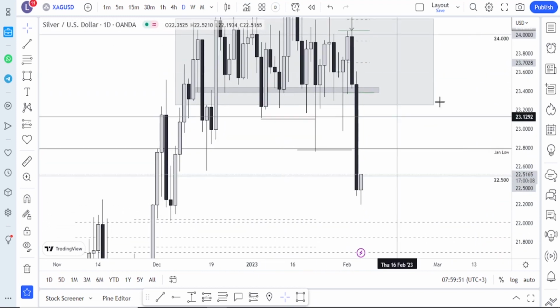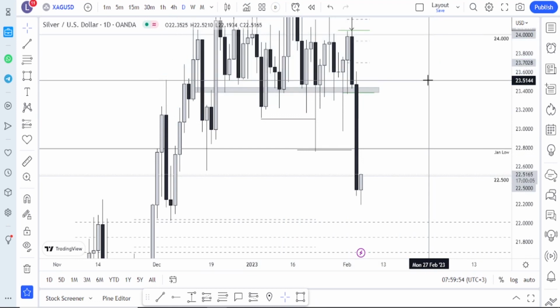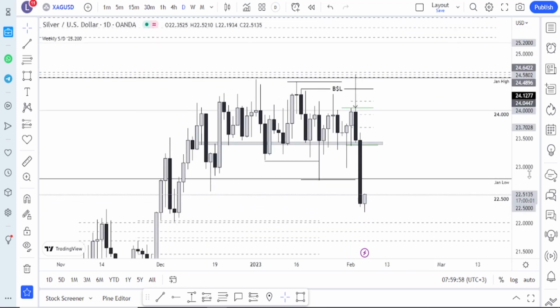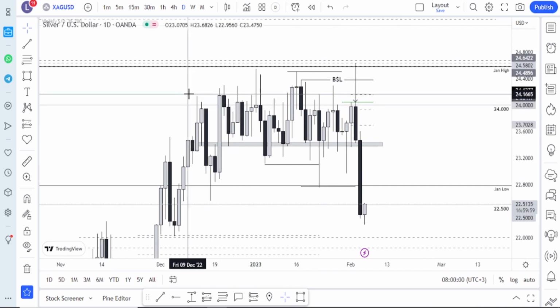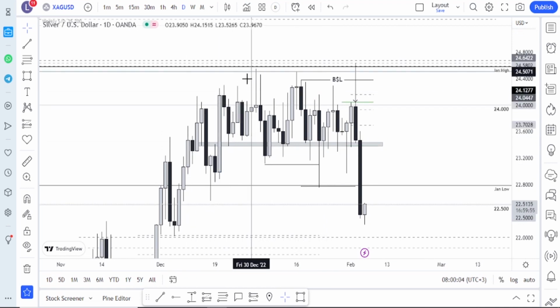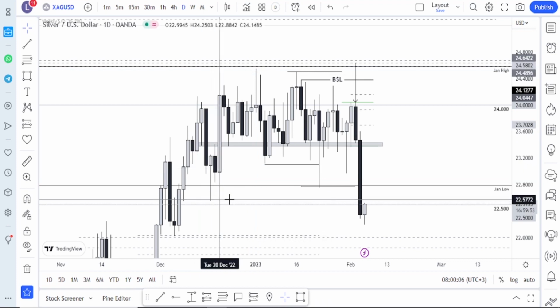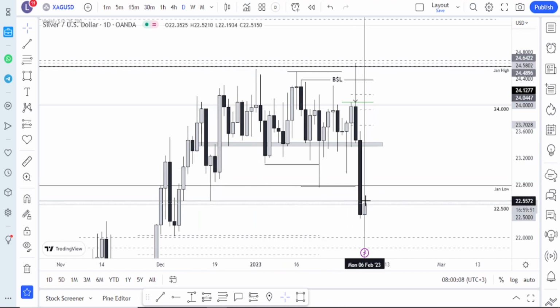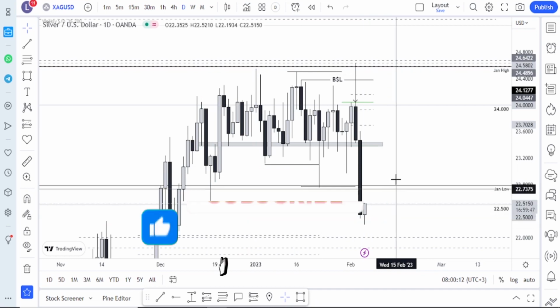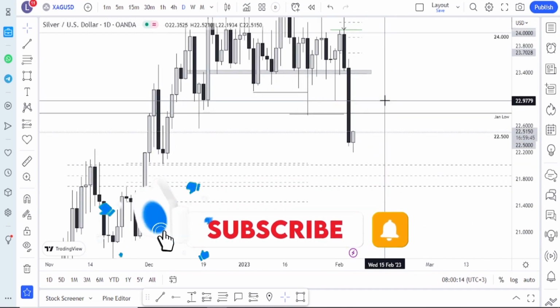Now, on the daily, you can see that structure is now bearish. Why? Because the previous daily structure points were here, here, and up here. So, since price has traded below this low over here, that means that it's now bearish on this higher time frame. And where do I see it trading to?